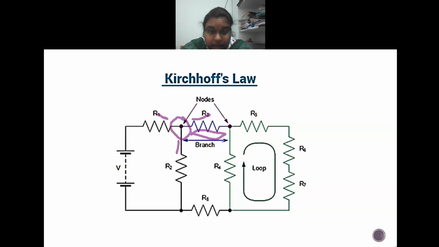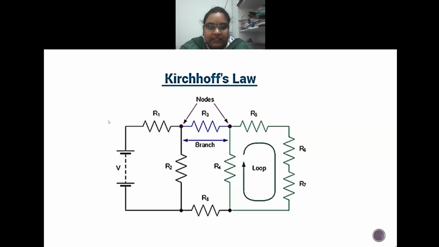Whereas if we take another node, let us say this node, what are the elements that are being connected? We have R2, R3 as well as the voltage V. These are the elements that are being connected to this node. So a junction where two or more elements are being connected is called a node.